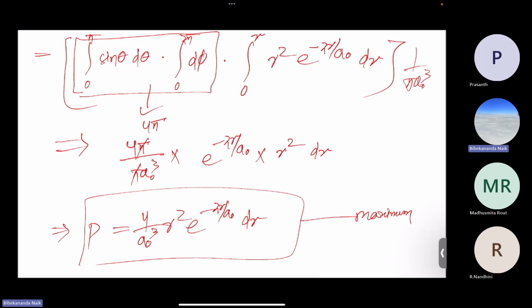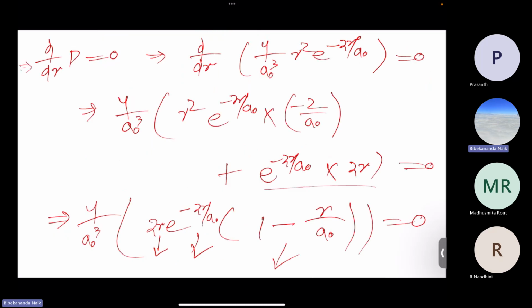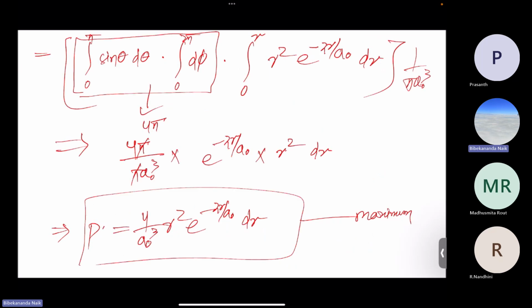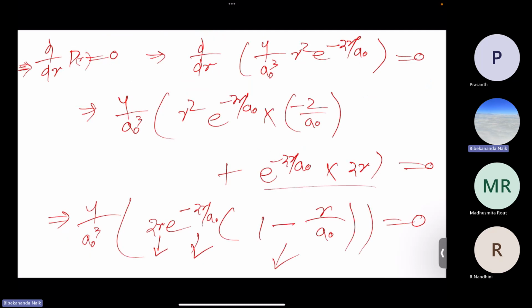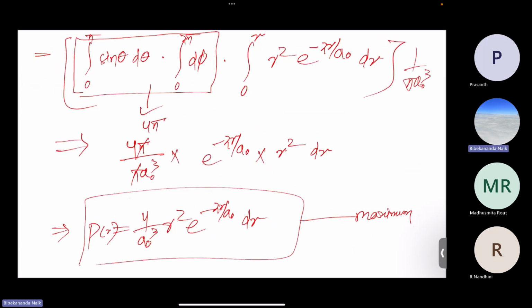For this probability to be maximum, the derivative should be 0. So when you equate the derivative to 0, d by dr of P(r) is 0. We can write it as P(r) as it depends upon r. So this is d by dr of 4 by a0 cubed r square e to the power minus 2r by a0, which will be 0. Then if you solve it, there are three possibilities: r equal to 0, r equal to infinite, and r equal to a0. All these three are present in the options, but which will be the correct option?